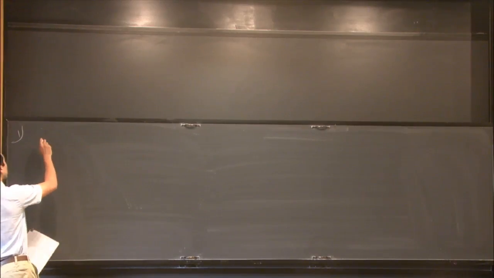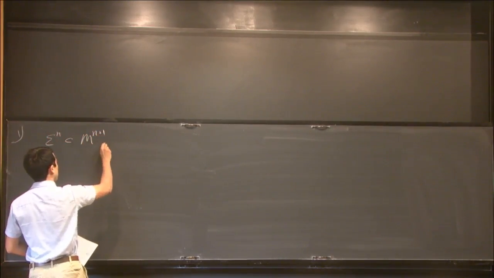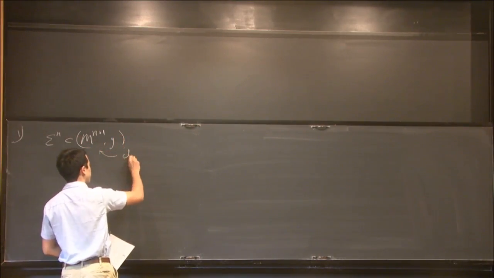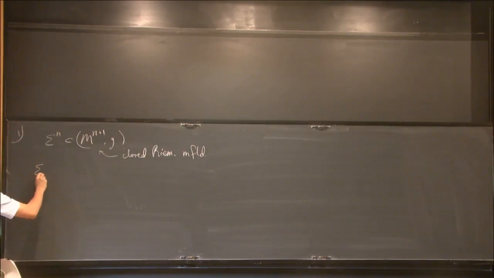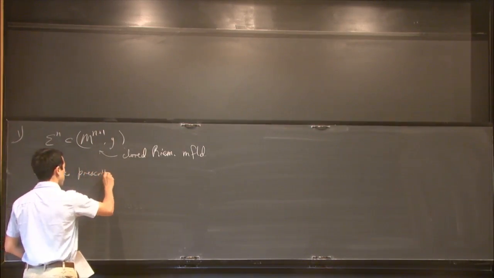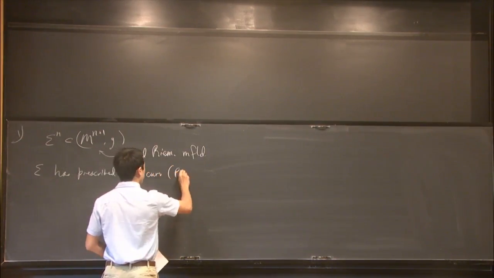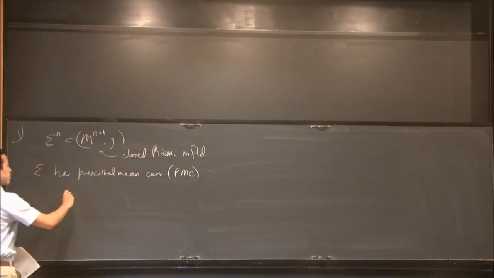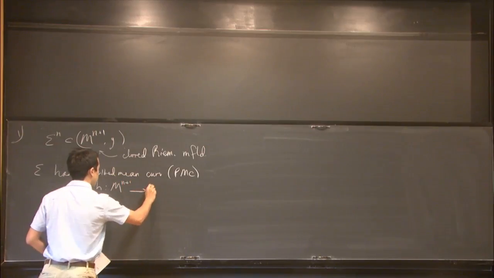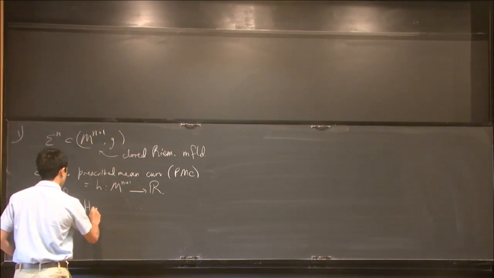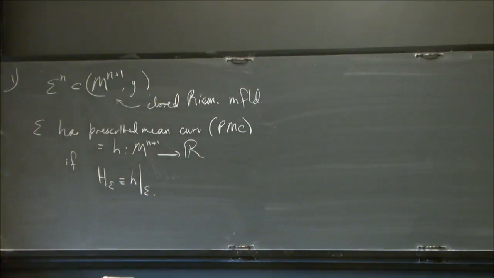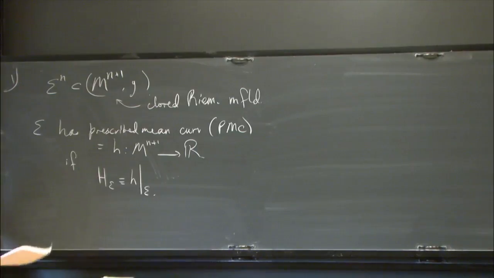Okay. All right. So if I have a hypersurface, and let's say this is just a closed Riemannian manifold, we'll say that sigma has prescribed mean curvature, or PMC, given by an ambient function h if at all points the mean curvature of sigma is exactly the restriction of this ambient function h. Okay. So again, what's going on is I'm taking an ambient function, and that's going to prescribe my curvature at all points on this hypersurface.